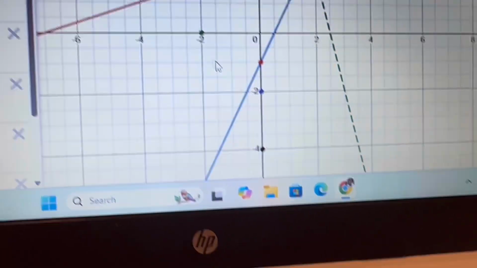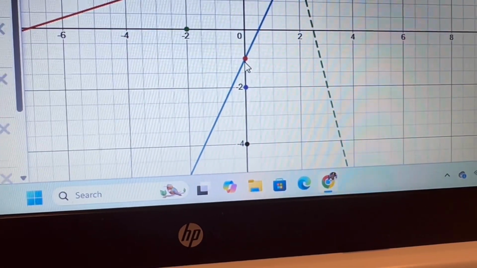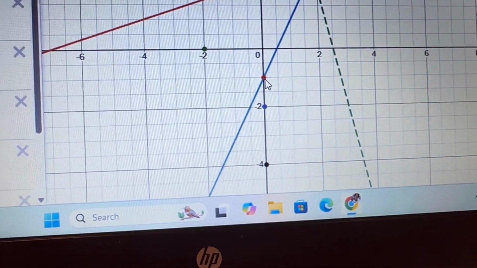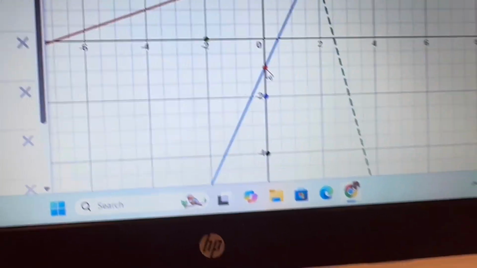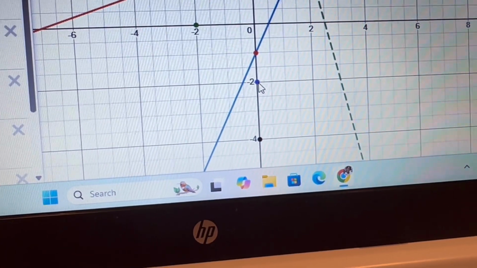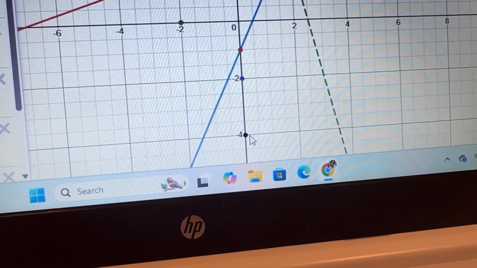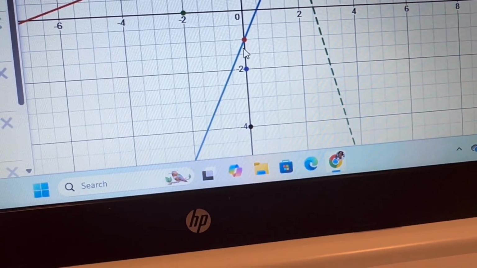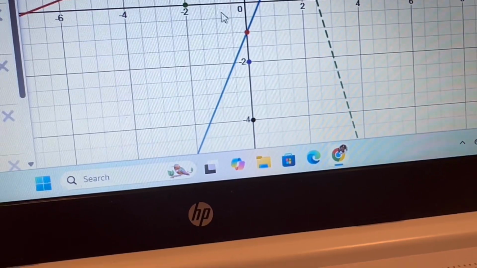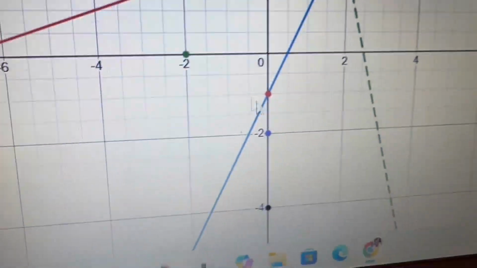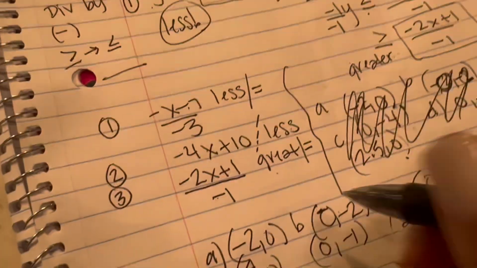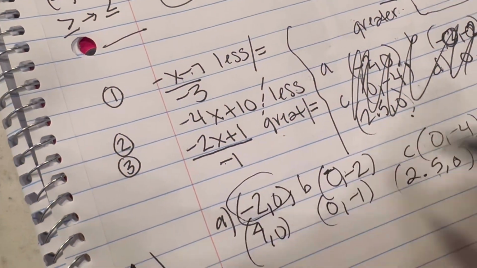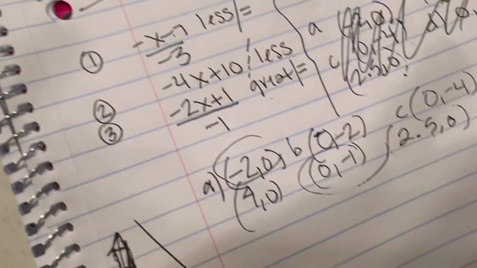So green, yes. Is this red one greater or equal? It is equal. Yes. Is this purple one greater or equal? No, it's down. Is this black one greater or equal? No, it's not greater or equal, it's down. So red and green are greater or equal. So -2, 0, 0, -1. -2, 0, 0, -1 are solutions.